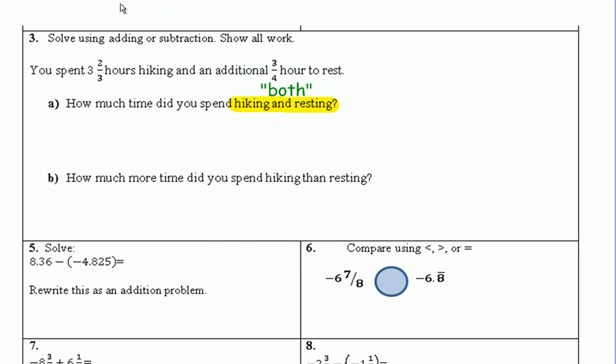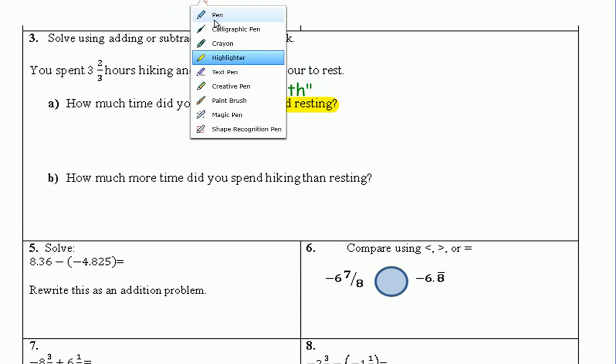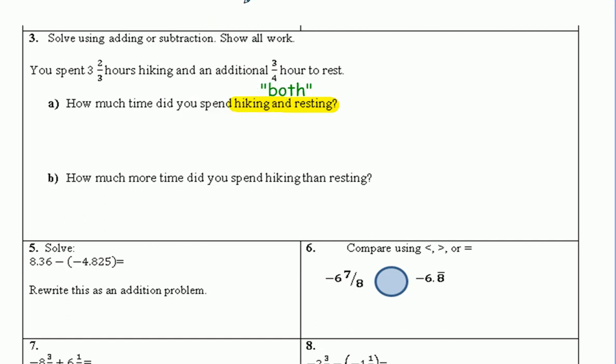So if I'm doing both things, I'm going to be adding. So I'm going to add these two numbers together. 3 2/3 plus 3/4.